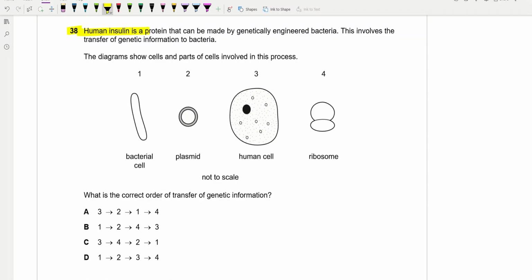Question number 38. Human insulin is a protein that can be made by genetically engineered bacteria. This involves the transfer of genetic information to bacteria. The diagram shows parts of cells involved in this process: bacterial cell, plasmid, human cell, and ribosome. Which is the correct order of transfer of genetic information? So the correct order would be from human cell to plasmid to the bacterial cell and then to ribosome. 3, 2, 1, 4. The correct option would be option A.